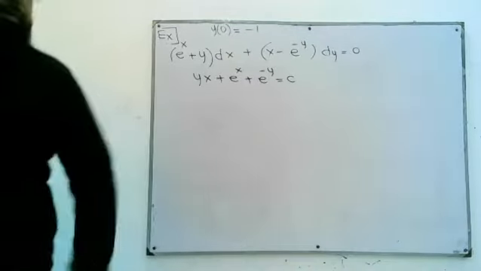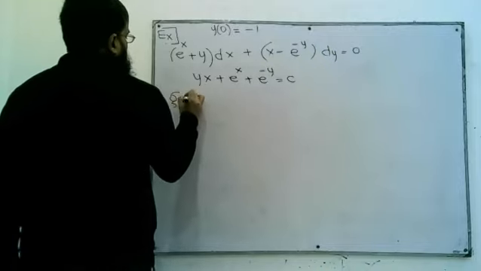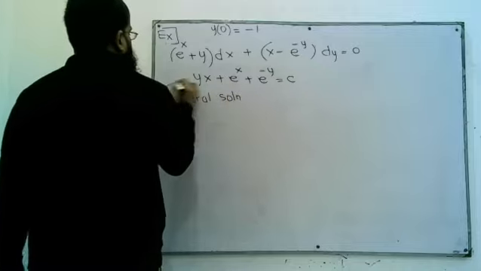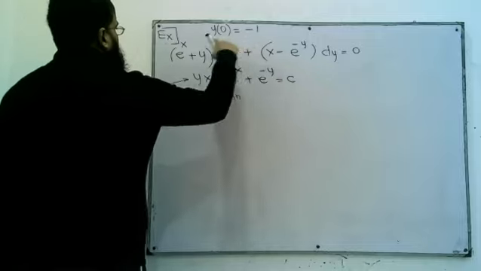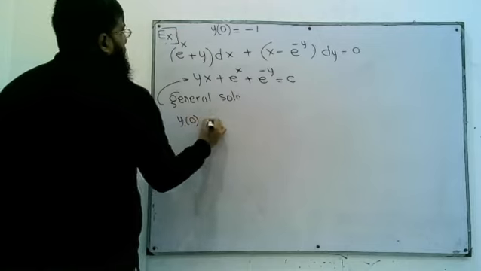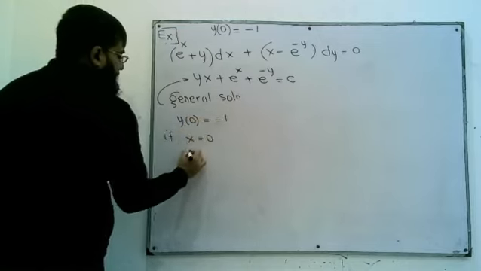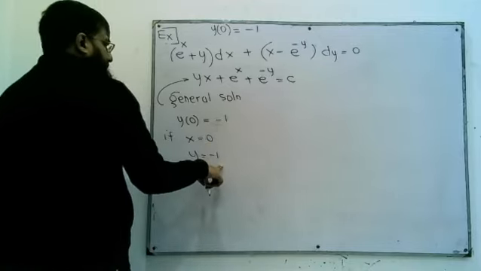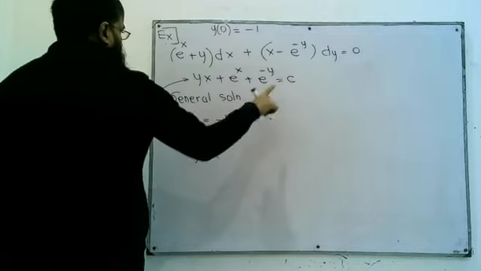So now we are done. We have this, but it's a general solution. We can make it a particular solution because we are also given the initial conditions: y of 0 is equal to minus 1. This means that if x is 0, y is minus 1. So let's put x equal to 0 and y equal to minus 1 in this solution to find out the value of this constant c, the constant of integration.